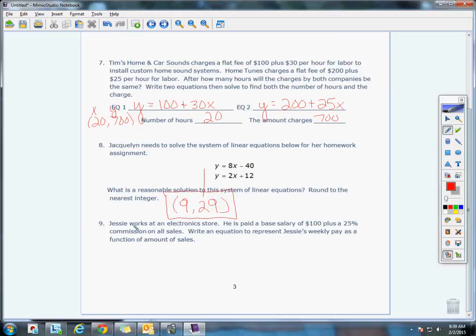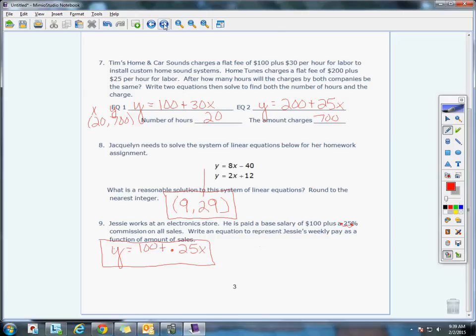Alright, number 9. Jesse works at an electronics store. He is paid a base salary of $100 plus a 25% commission on all sales. Write an equation to represent Jesse's weekly pay as a function of amount of sales. So for this one, we can just use y and x. We have y equals $100 plus, now this percent has to change into a decimal. So if you remember the rule, you just move the decimal place over 2 spots. So that'd be 0.25x. And so that's it.